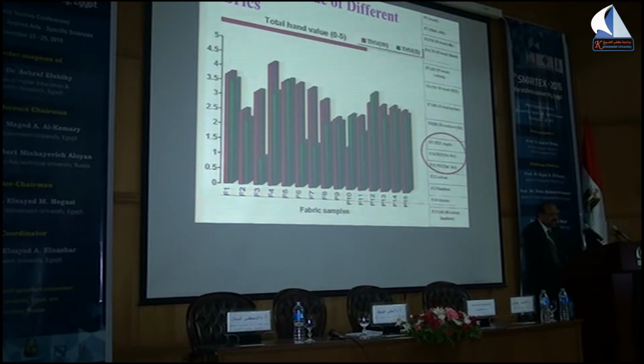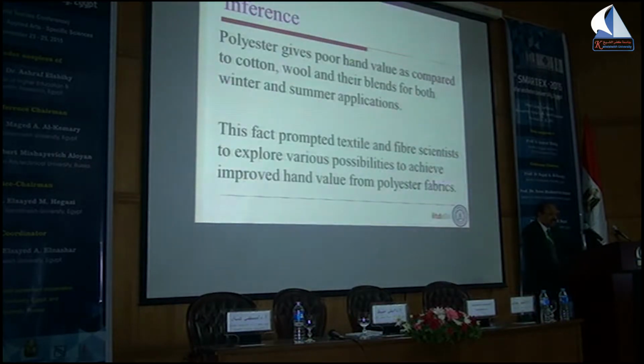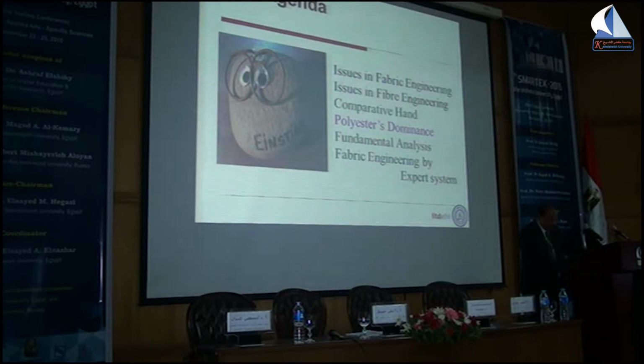Then we try to analyze the reason why polyester is showing the poor hand value. Based on that, some decisions have been taken. So polyester gives poor hand value as compared to cotton, wool, and other natural fibers. That means this fact prompted textile and fiber scientists to explore various possibilities. So what could those possibilities be?